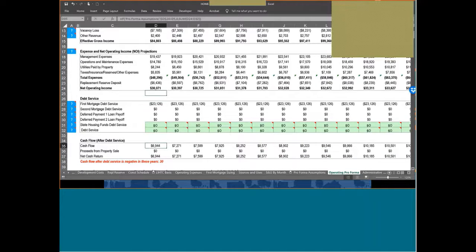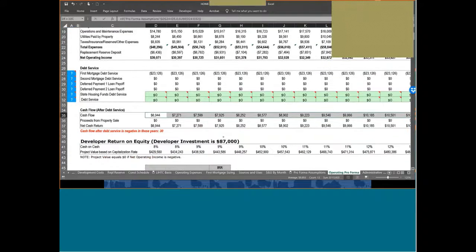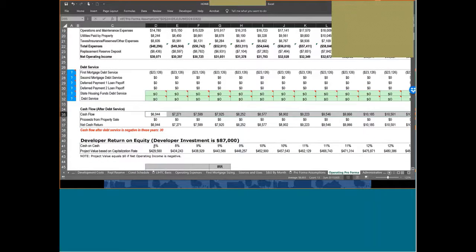You'll note, as I said before, that your replacement reserve deposit is inflating here, and that inflation of the deposit should keep pace with the inflation of cost for those reserve items that you have input on the replacement reserve worksheet. You can see that over time, this property stays positive, your debt cover increases, and the aggregate cash flow adds up to the developer's cash-on-cash return, and we'll speak to that in a moment when we get into the administrative record.